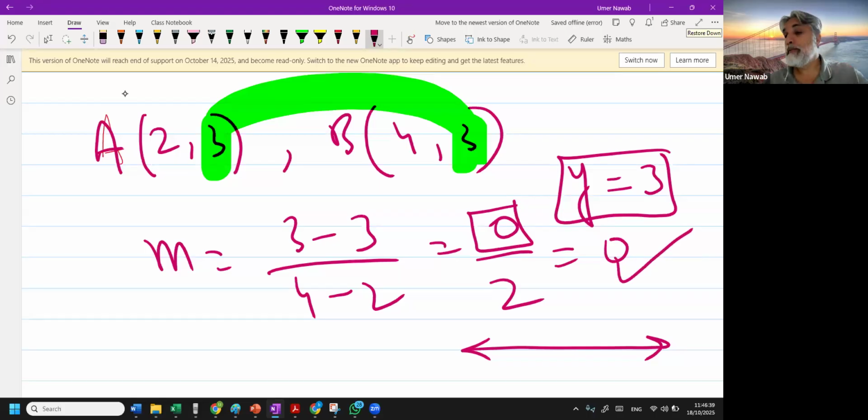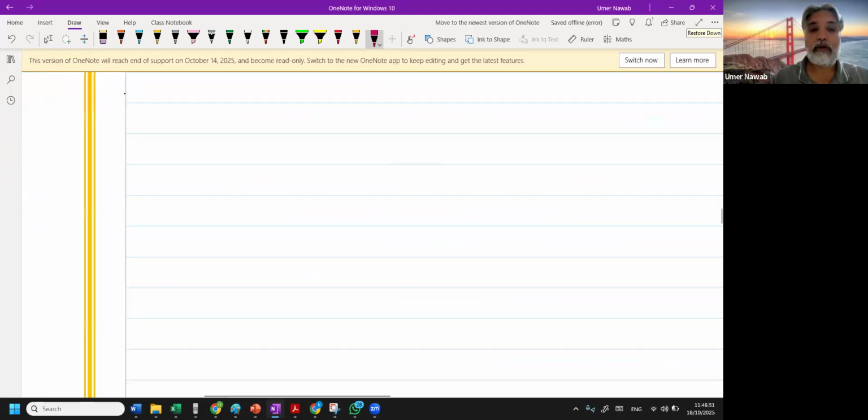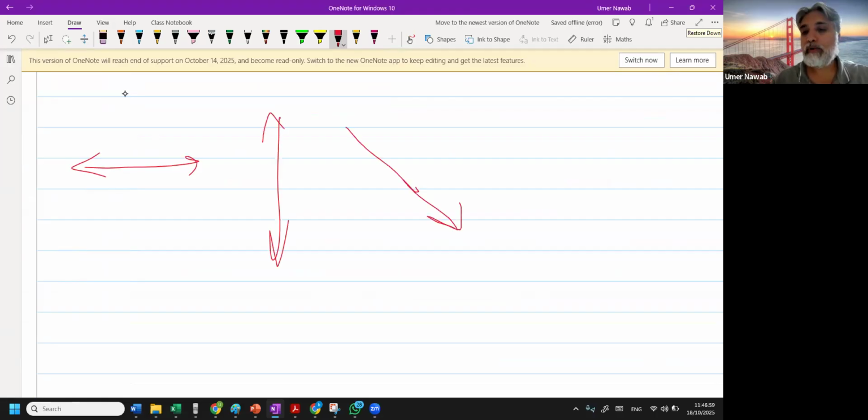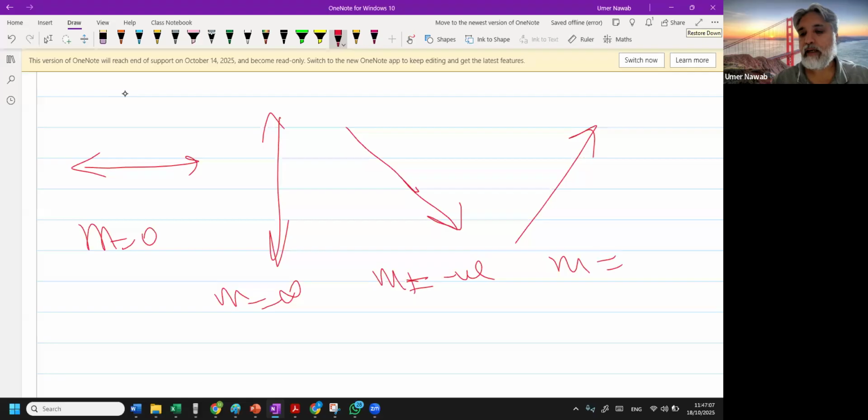So be careful. You do not always find the gradient for slanted lines. Sometimes you find the gradient of horizontal lines, vertical lines, positive gradients, negative gradients. So you need to know that because gradient has 4 types. I told you in the beginning: horizontal line, vertical line, negative slope, positive slope. So you have gradient 0, you have gradient infinity, you have gradient negative, you have gradient positive.